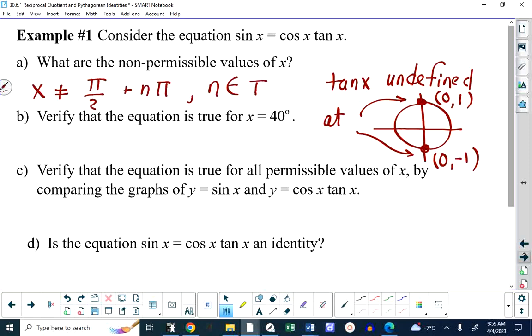Why am I saying plus multiples of pi where the multiple is an integral multiple? Because pi over 2 and 3 pi over 2 are separated by pi radians. The top of the unit circle is pi over 2, the bottom is 3 pi over 2.